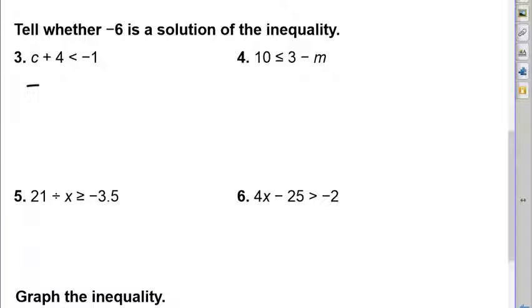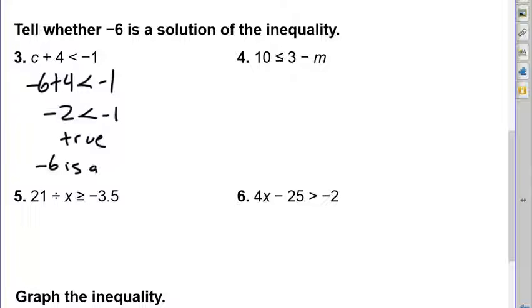So first I'm going to plug in negative 6 for c. c plus 4 is less than negative 1, and we need to decide if this is true. So I'll simplify. Negative 6 plus 4 is negative 2, and that is less than negative 1. So yes, negative 6 is a solution.